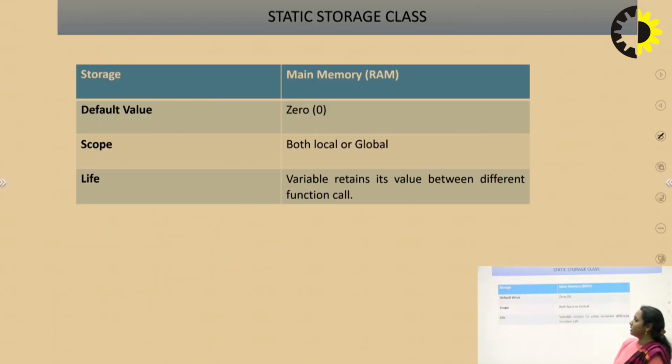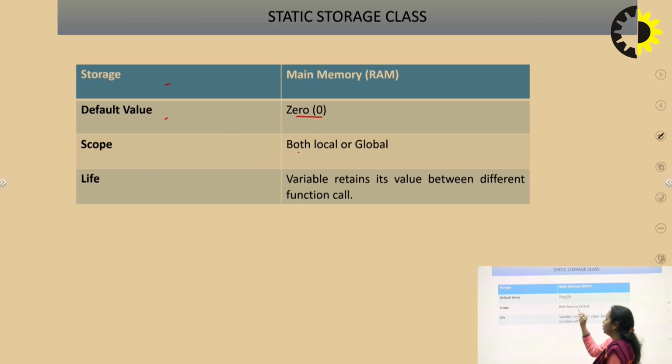Next we have static storage class. Within the static storage class, the storage used by the variable is the main memory, means data will directly go to the main memory. Next is the default value. Whenever you declare a variable of type static, it will return a 0. It is the default initial value held by the variable.